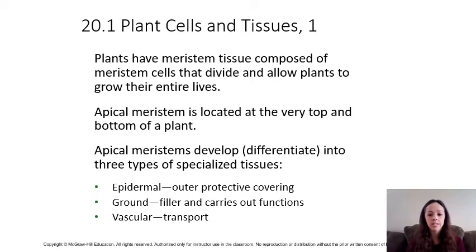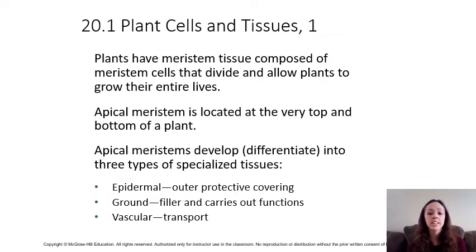Instead of stem cells, these undifferentiated plant cells are called meristem cells. Throughout the life of the plant, the meristem cells are allowing the tree to grow taller, roots to grow deeper, and the branches to grow wider. The meristem cells located at the top and the bottoms of the plant are called the apical meristem. And also like the stem cells, meristem cells give rise to cells with special functions, also called differentiated cells.